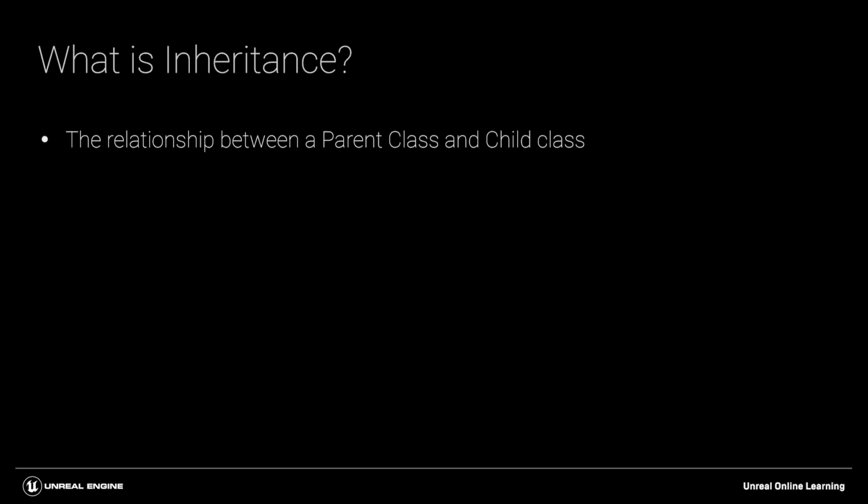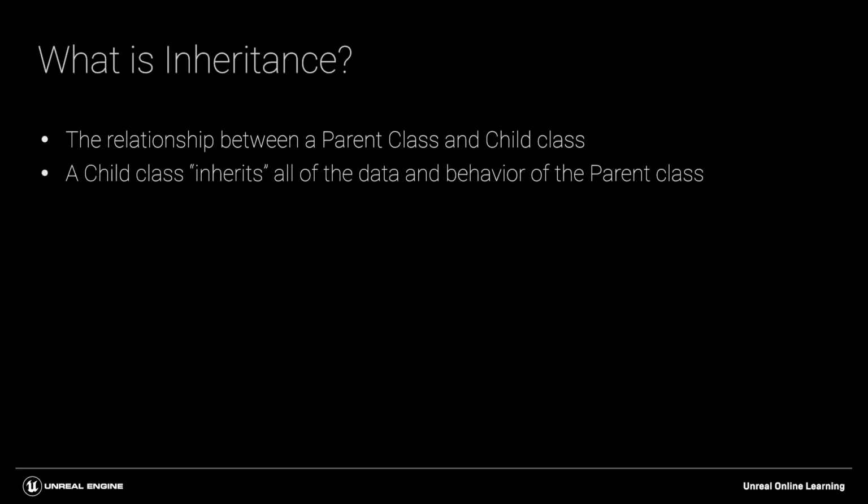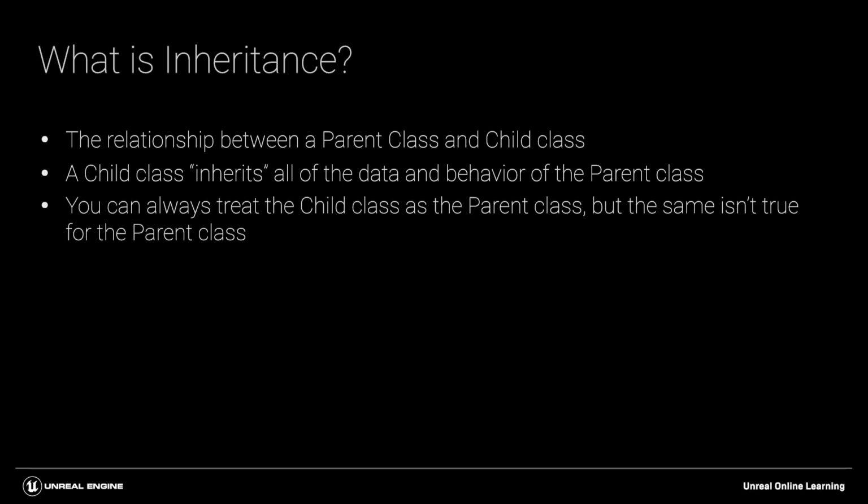Inheritance is the relationship between a parent class and a child class. Now, you can have many child classes, and they can all extend or inherit from a single parent class. The child class inherits all of the data and behavior of that parent class. You can think of it as an instance of the parent class that adds some specialization to it. You can always treat the child class like the parent class because of that, but the same isn't true for the parent class. All parent classes don't implement everything that all the child classes implement.